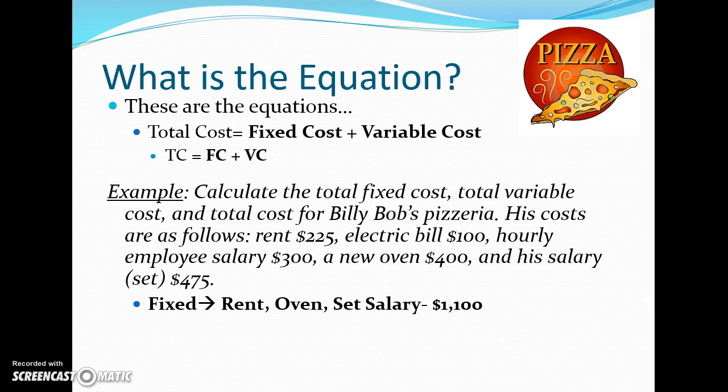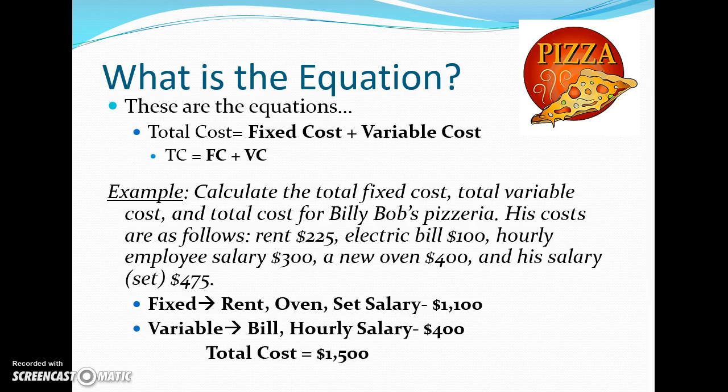His fixed costs are rent, because it stays the same. The oven, because it'll always stay the same. And then his set salary. Those things are always the same. If you add 225 plus 400 plus 475, it'll add up to $1,100. His variable costs are the electric bill and his hourly employee, which if you add those up will be 400. Now if you add up his variable cost and his fixed cost, you get a total cost of $1,500.